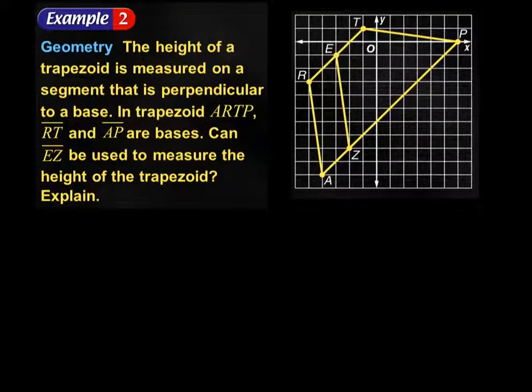The height of a trapezoid is measured on a segment that is perpendicular to a base. In trapezoid ARTP, segment RT and segment AP are bases. Can segment EZ be used to measure the height of the trapezoid? Explain. Well, they're basically asking us, is this line perpendicular to the other two? It fails the eyeball test quite miserably.